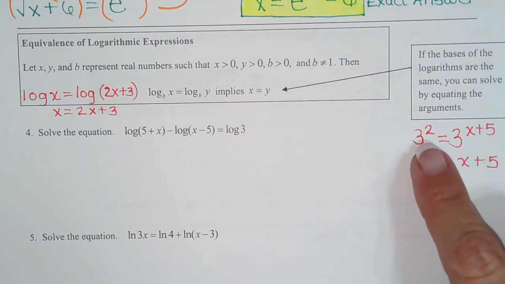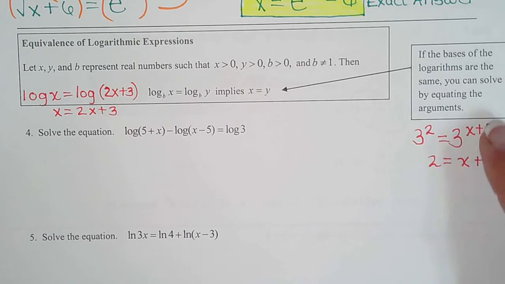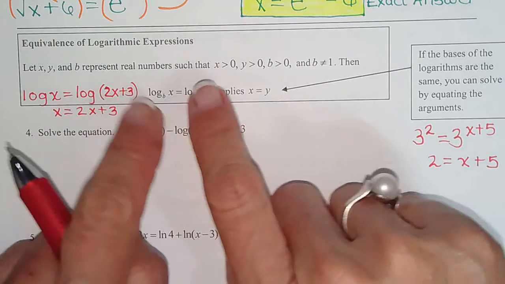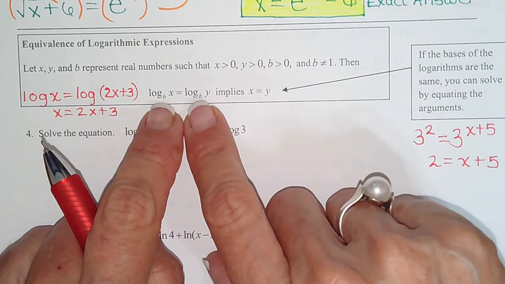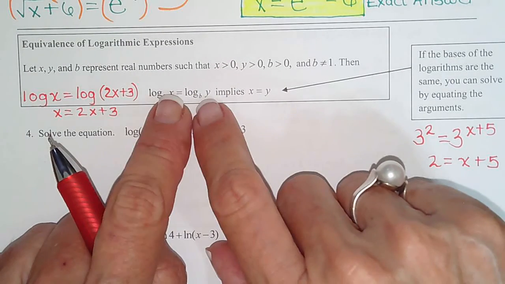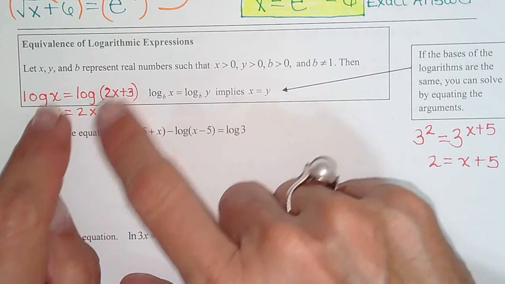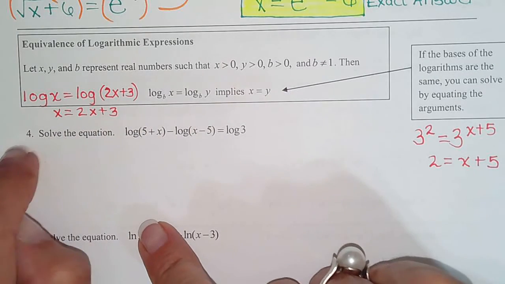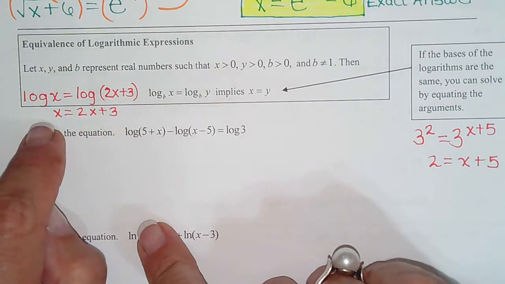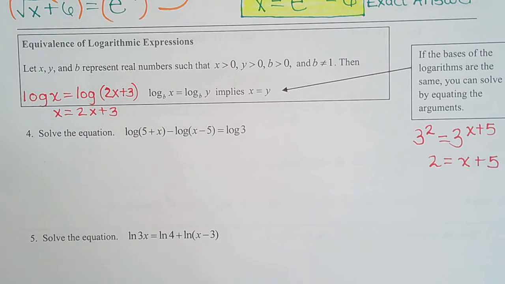So if the bases are the same in exponentials, equate the exponents. If the bases are the same in logs and you have one log on the left, one on the right, equate your arguments. Bases are the same, equate your arguments. Then of course you go ahead and solve, subtract 2x, subtract 2x, and so on.